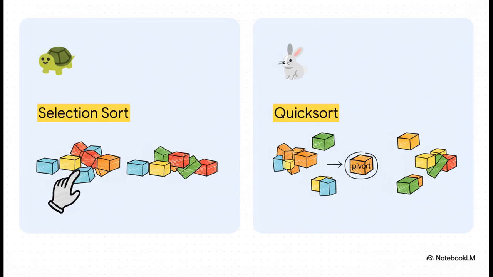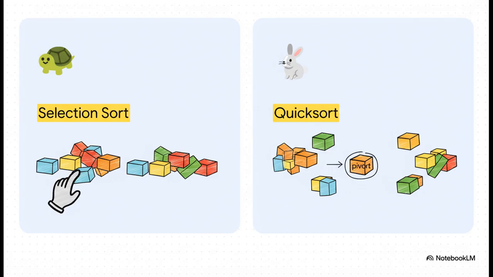Okay, so let's compare 2 different approaches. On one hand, you have something like selection sort. It's pretty simple to understand. You find the absolute smallest item in the list, move it to the front, and then you just repeat that process for the rest of the list. Simple, but because you're constantly rescanning the list, it ends up being O of n squared. And we know that's not what we want for big lists.